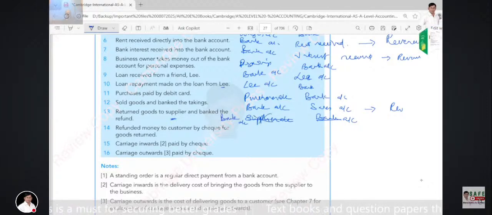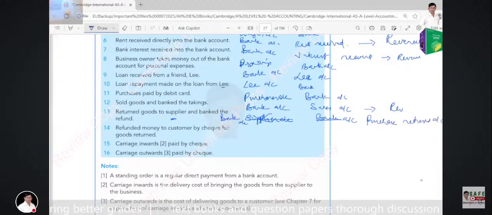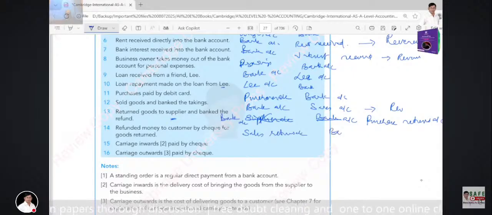This is not just return. It is purchase returns. So refund money to customer by check for goods returned. This is sales. When we have sold the goods, but we have received them back, it is exactly the reverse of sales. Sales return, and credit bank because money will go out.